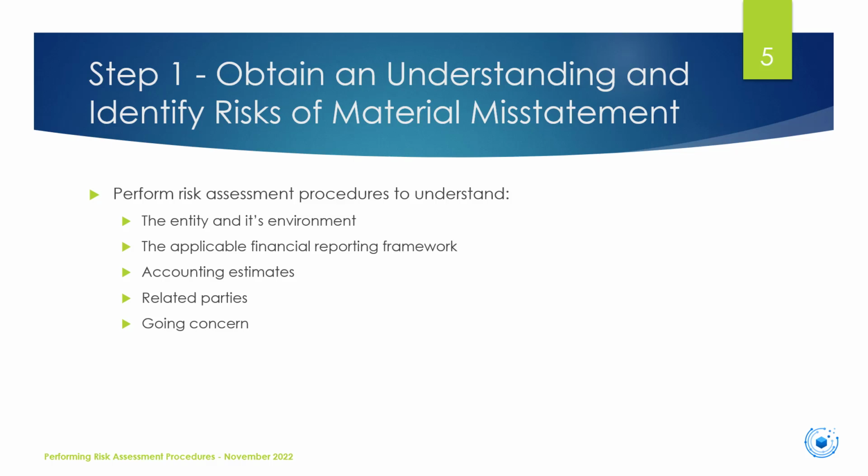We will also obtain an understanding about how management makes their accounting estimates and who the related parties are and what transactions occurred between them. The initial going concern assessment will also be made at this point. So understanding management's assessment of whether there are any events or conditions that may indicate that there is a material uncertainty relating to going concern, and even whether the going concern basis of accounting remains appropriate.